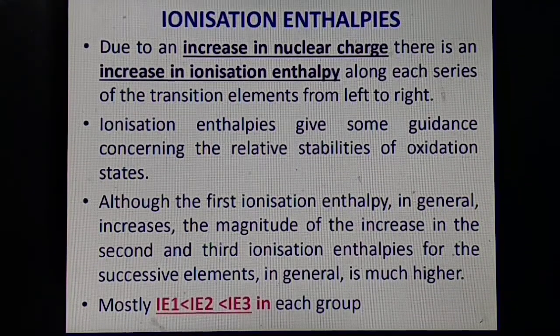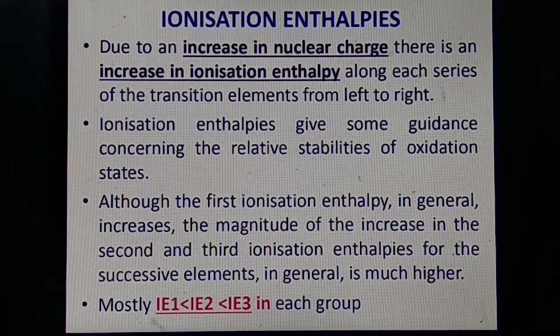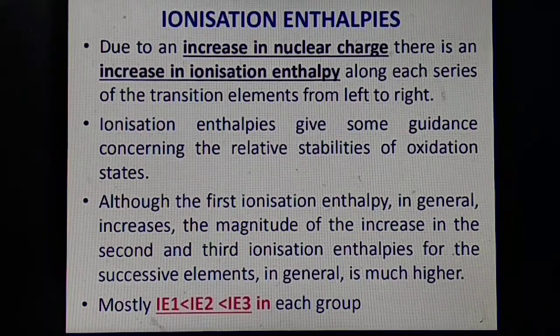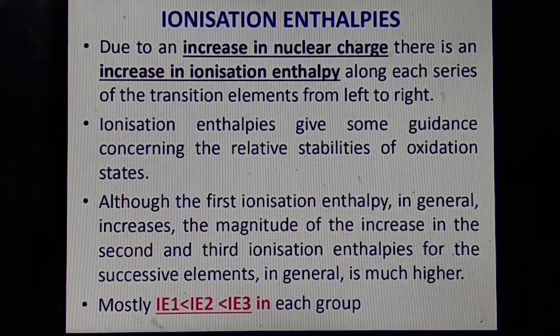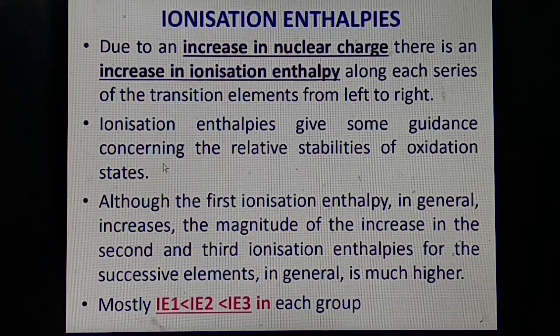Students, you know, when the nuclear charge is more, then there is a large attraction towards the valence electrons. So it is very difficult to remove an electron from the valence shell. That's why the ionization enthalpy increases. Ionization enthalpy gives some guidance concerning the relative stabilities of oxidation states.